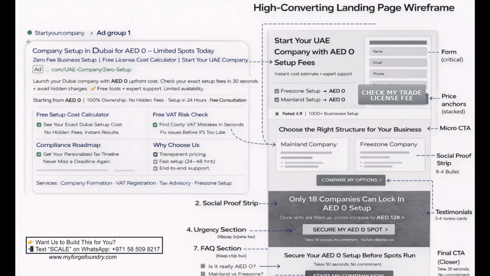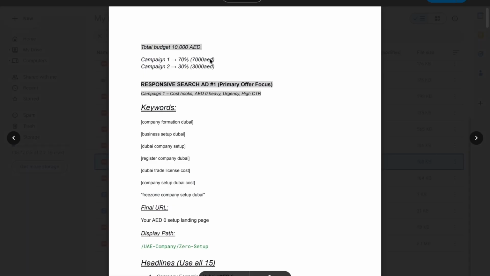Now let's break down the actual ad structure. Your ad needs rotating headlines, a display path, and site links with lead magnets. Example hooks: 0 dirham company setup, 30-second license cost calculator, compare free zone versus mainland. These are low friction entry points. And here's where it gets interesting.